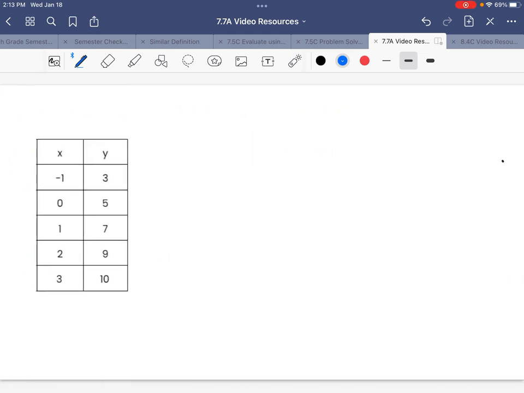When we have a table and we're asked to generate an equation, that's just our rule. It's our rule from how we get from our input to our output. I know that our rule will be in the form y equals mx plus b. So I will need two pieces of information. I will need to find the rate of change, and I will need to find the initial value.